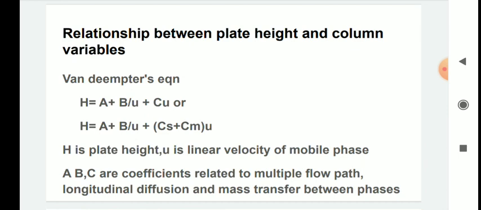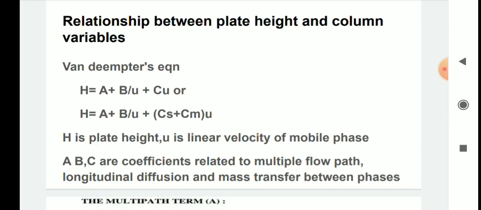Now, Van Deemter gave an equation, which is called the Van Deemter equation, which explains the rate theory, and the equation is H is equal to A plus B by U plus Cu, or H is equal to A plus B by U plus Cs plus Cm into U. Now what is this A, B and C? A, B and C are constants pertaining to the column under the conditions of operation.